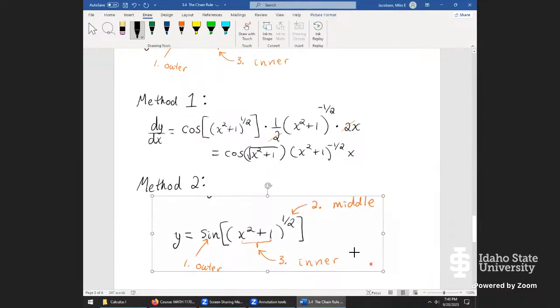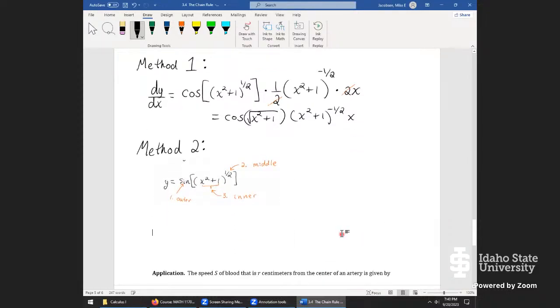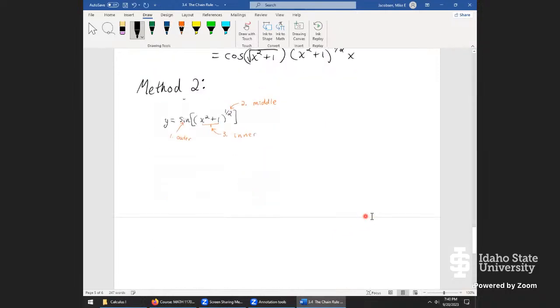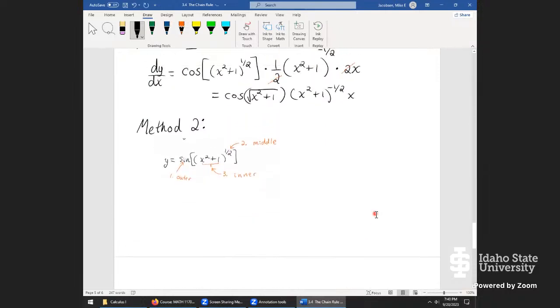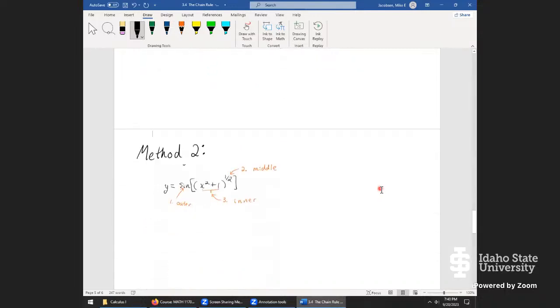That's probably way too big. So with method 2, pretty much all we're trying to do is solve it in the same kind of way that we were solving all the rest of the problems. This may not be enough space here. Let's go to a second page.